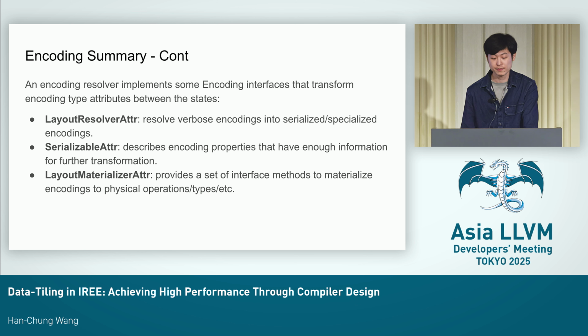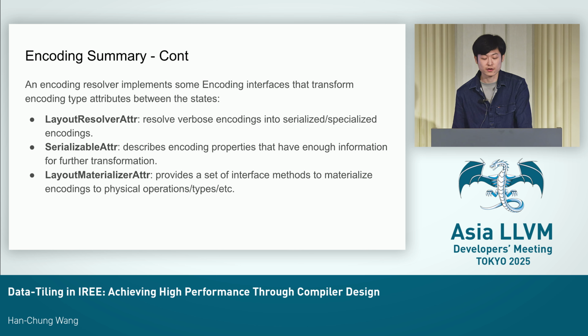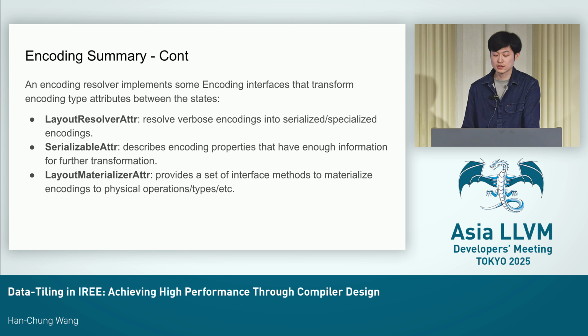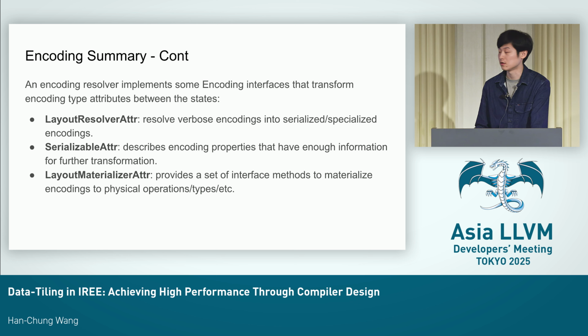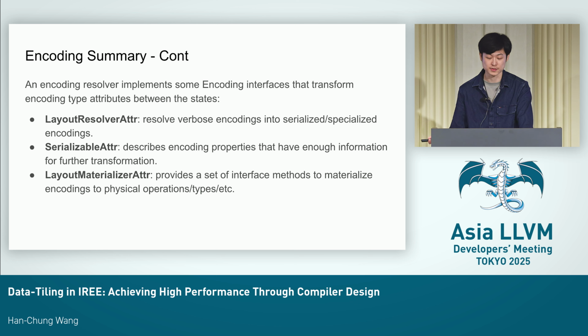And to achieve the lowering, we introduce 3 interfaces. And the encoding resolver implements the interfaces that transform the encoding type attributes between the states. The layout resolver attribute interface resolves verbose encodings into serialized encodings. The serializable attribute interface describes the encoding properties that have enough information for further lowering. The layout materializer attribute interface provides a set of methods to materialize encodings into physical operations, types, etc.